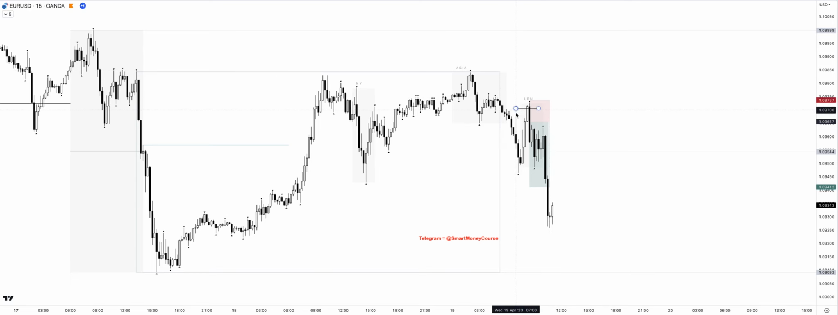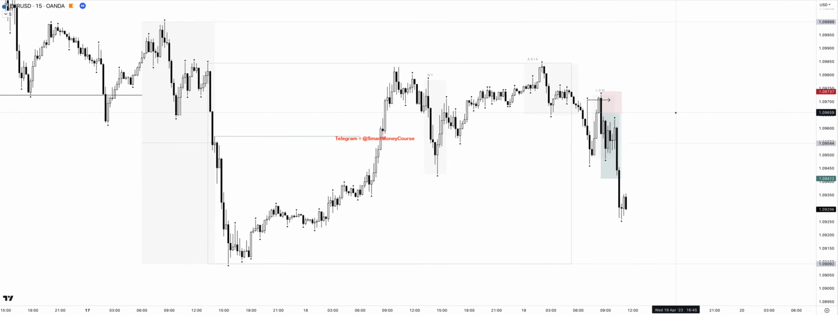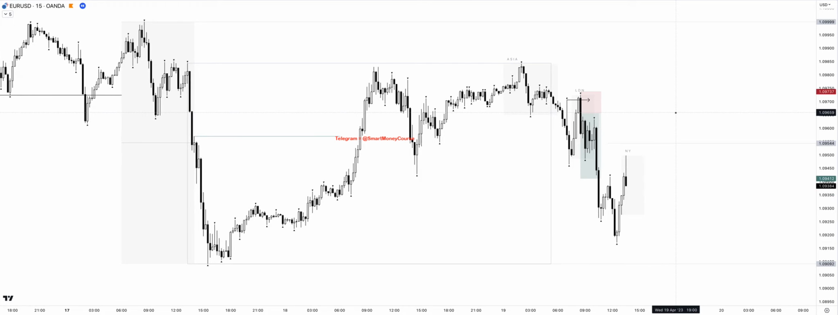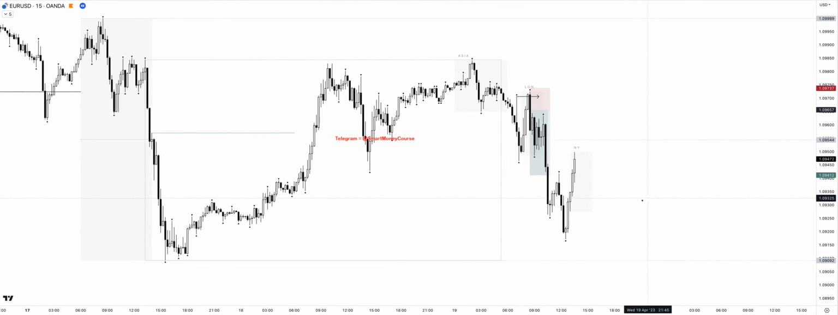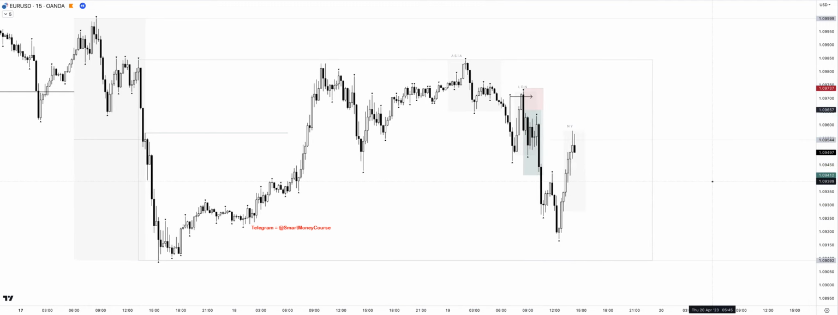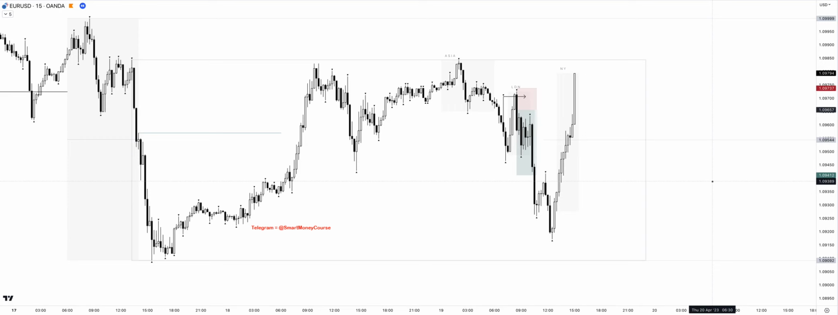We see that fractal printed, and we sweep it at 8:15, just after London open. So let's continue by replaying again. We can still play counter trend trades from here. This was too early, this sweep. We're still inside this large sideways range. So internals is all we're interested in.